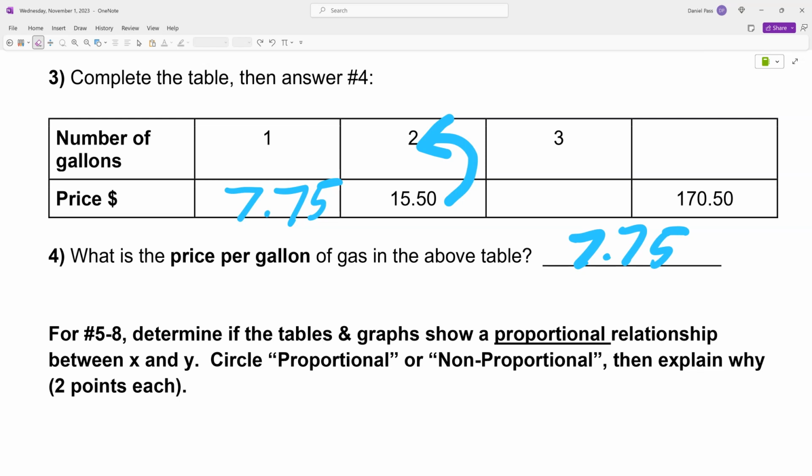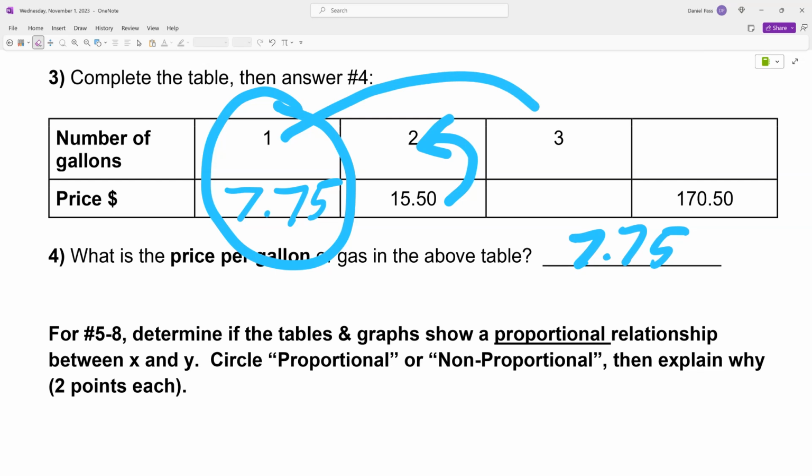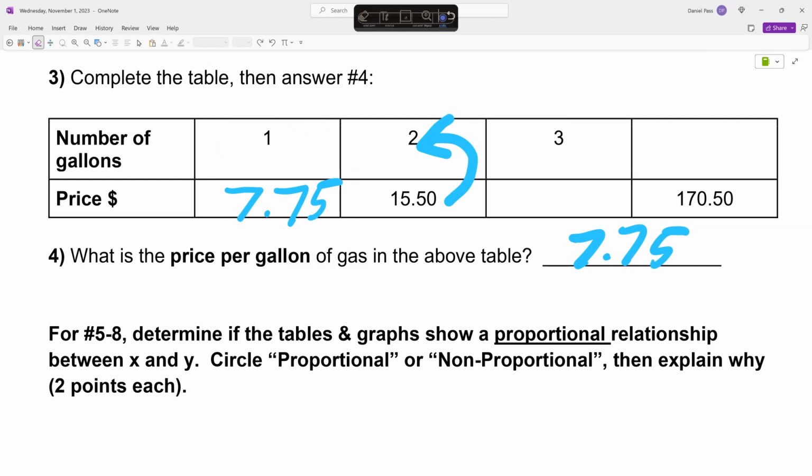Yeah, there's just a couple different ways to do this. Since we have the unit rate, you can multiply it times what, sir? Times 3, right. So that's one way to do it, and you would get 23.25. But another way to do it is actually just addition. You can do it that way too. Just add another 7.75.